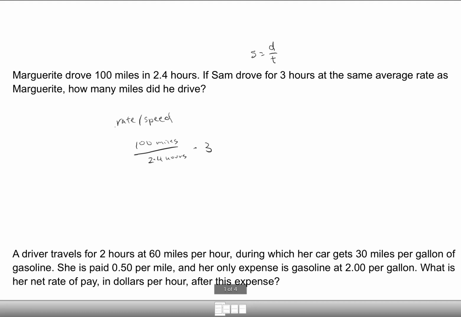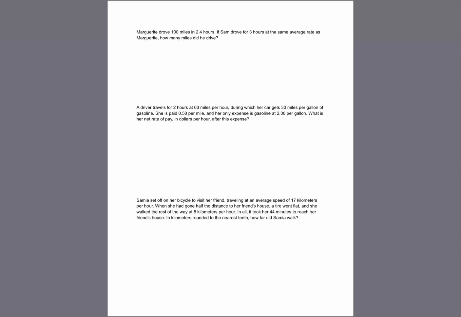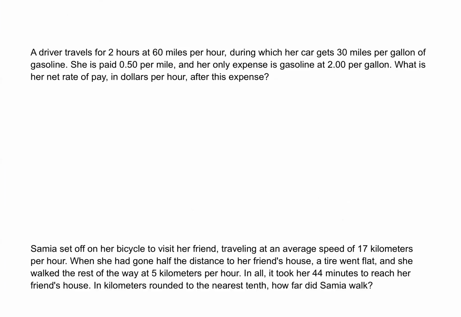So S times T equals D, so we multiply the speed times the time for the distance. And looking at this, I think this is 125 if you do some arithmetic. So this is pretty easy, right? You guys understand this. This is just an introduction to how we're going to be using speed and rate. All right. Okay, that's good. Now let's look at the second problem here.